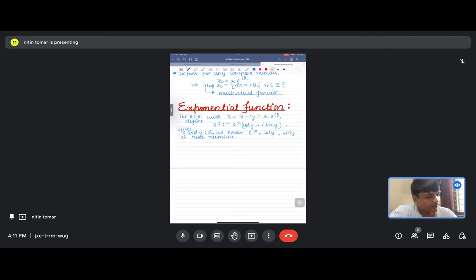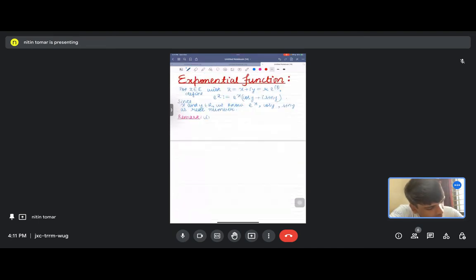And we know that this is an entire function. Okay, let's write some remark. Now I am doing this because we have to move to the logarithmic function. So first remark, e power z is an entire function.